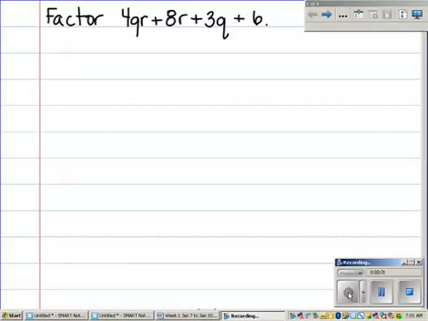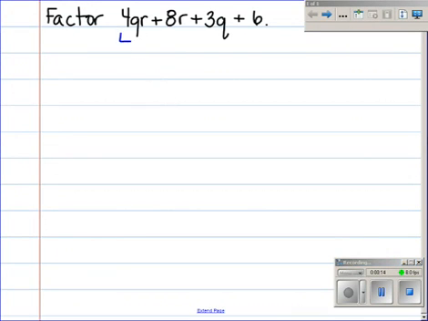If a polynomial has 4 terms, then we'll need to use factor by grouping to factor that polynomial. So since it has 4 terms, we're going to split it into 2 groups. If you look at the first 2 terms, 4QR plus 8R, the greatest common factor for those 2 terms would be 4R, because both 4 and 8 are divisible by 4, and both terms have the letter R.